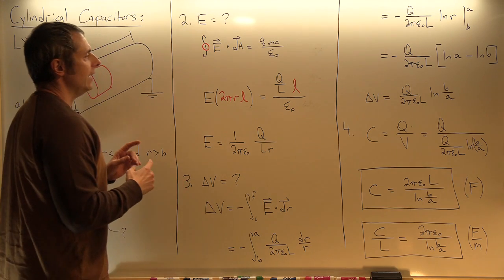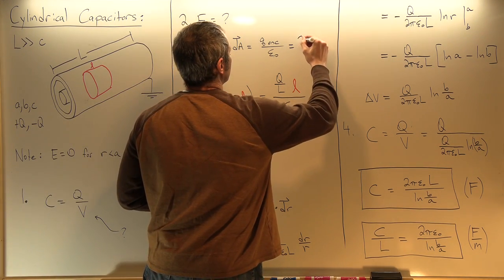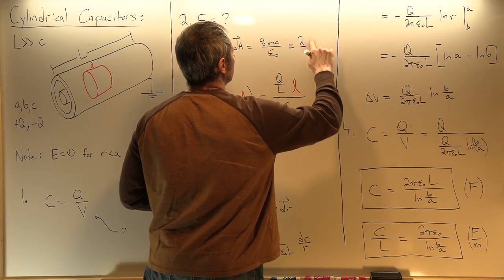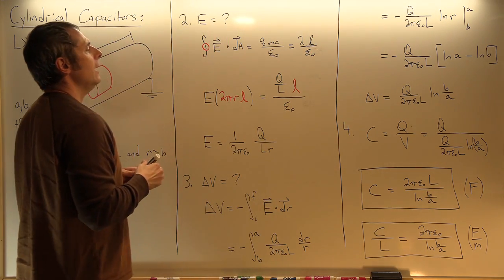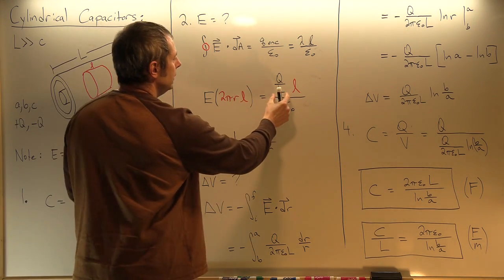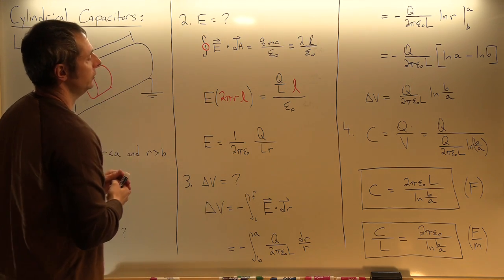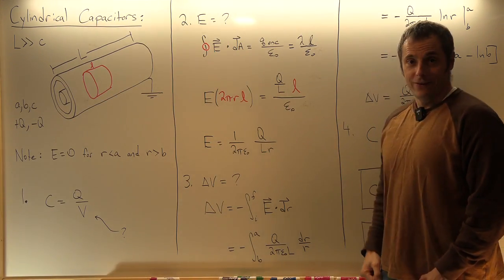To calculate that, I need to determine lambda times l over epsilon 0. That's what I'm doing here. And the lambda will be the total charge over the total length. So there's lambda. The coulombs per meter times the meters gives me the coulombs inside my Gaussian surface. And then I solve for E, and there I am.